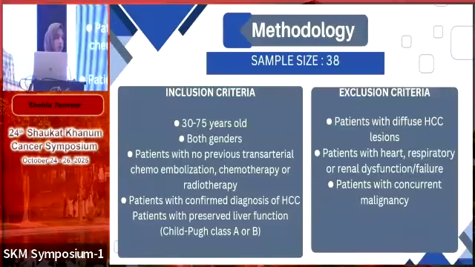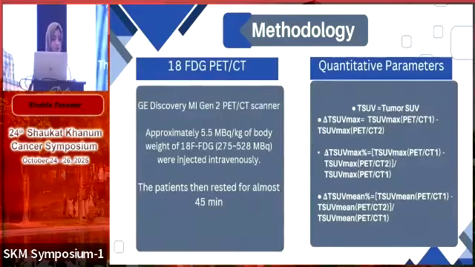So our study had a sample size of 38 patients from both genders, from the age group of 30 to 75, who had no prior history of TACE, radiotherapy, or chemotherapy, and had a preserved liver function. However, the patients that had diffuse HCC lesions or had a concurrent malignancy or major organ dysfunction were excluded from this research.